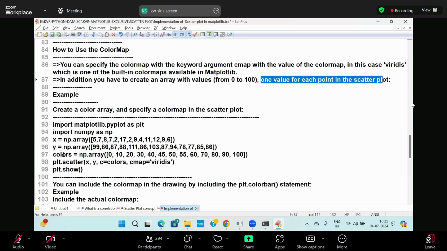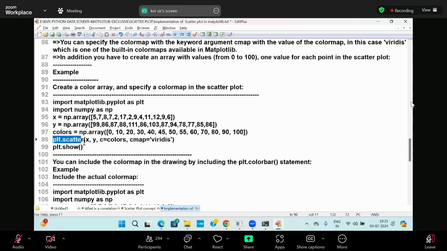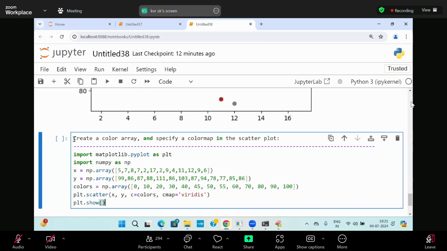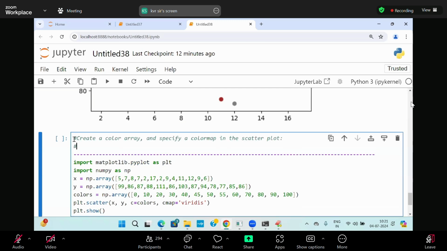Now the next step: plt.scatter x comma y, c is equal to colors. These are the colors, and cmap is equal to Viridis. These are the colors I'm taking, and this cmap I'm going to use. Now you execute it. Here I'm using the color map concept. Actually, it's not necessary; I'm just showing it to you as a simple example here.